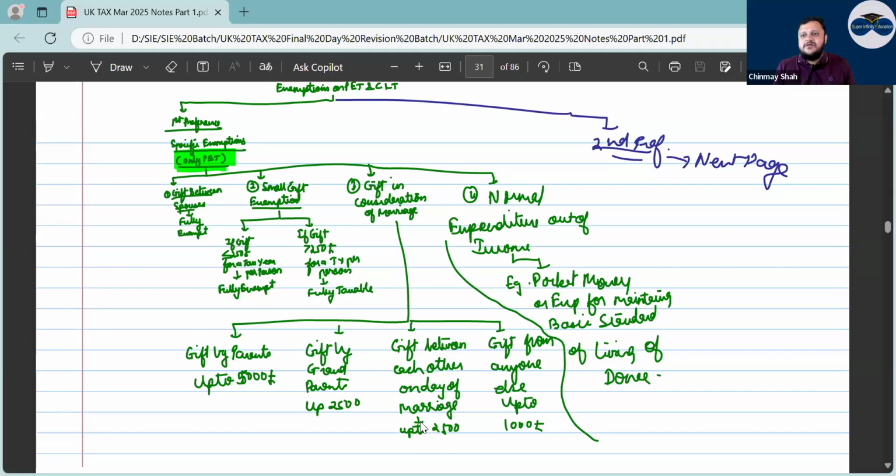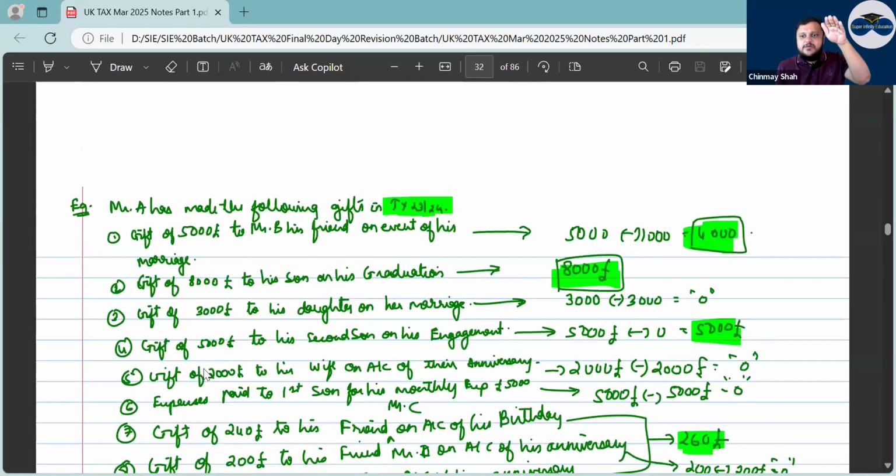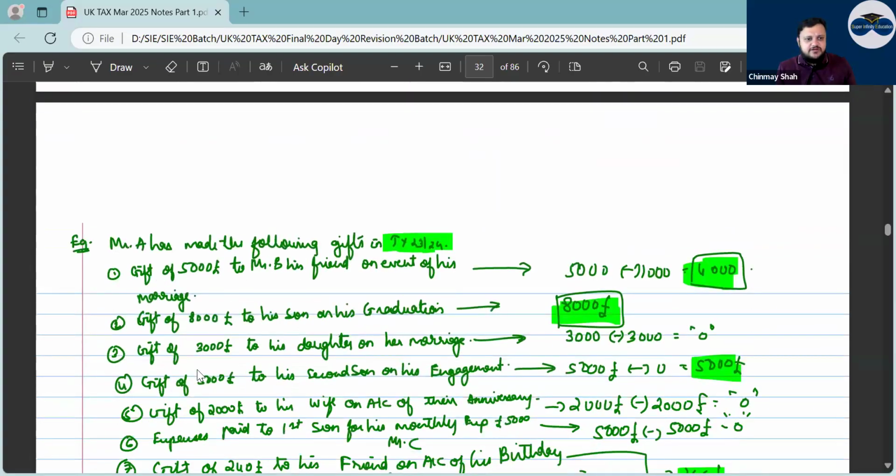Then engagement not allowed. Then normal expenditure out of income, for example pocket money or expense for maintaining the basic standard of living of the donee. Correct? That is how it is. So these are specific exemptions. Whenever you get a gift, first verify whether any specific exemption is there or not.